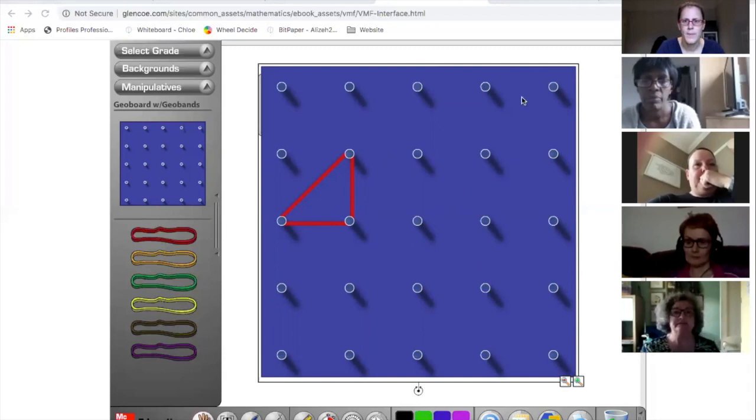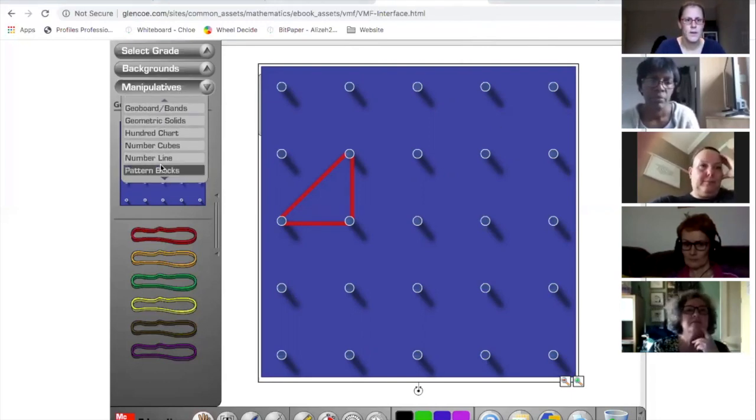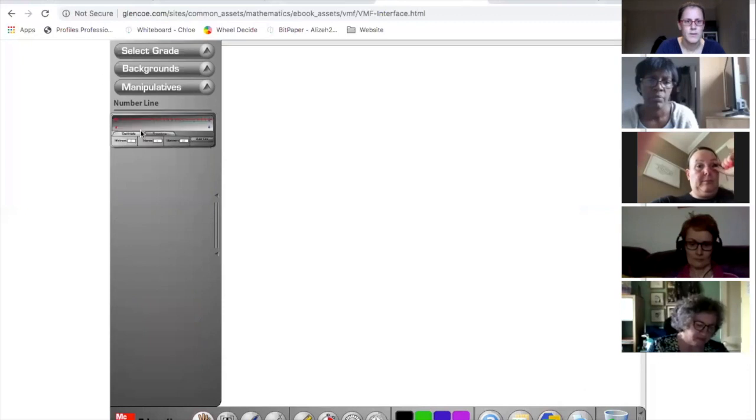Okay. How do I get rid of that? One second. I need to remove the chat somehow. Oh yeah, let's put it over there. This one also has possible number lines. Let's clear it. So you can have number lines.